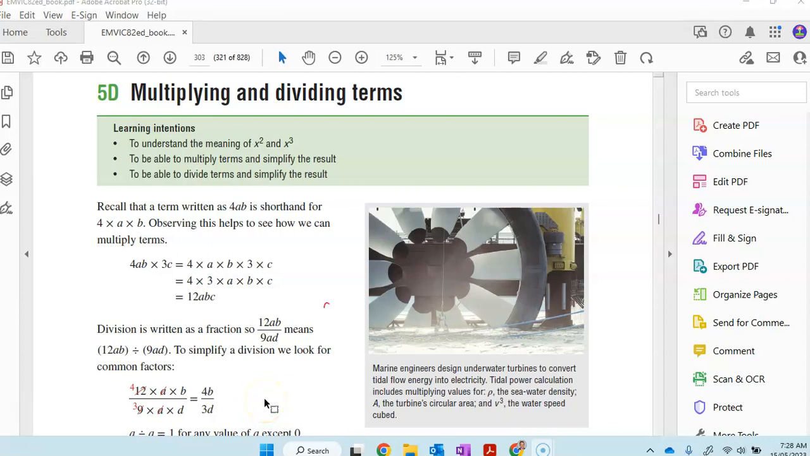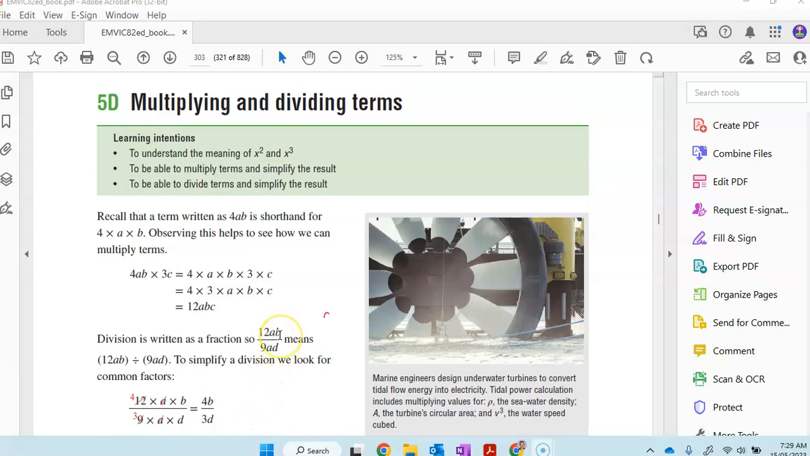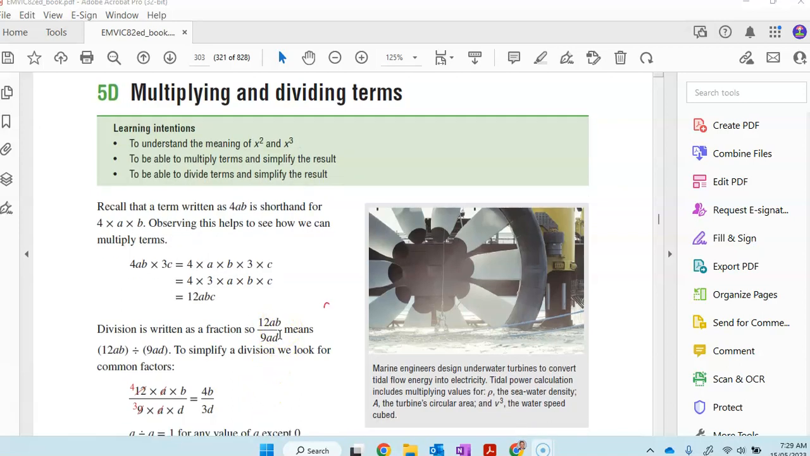So you're right, I'm not going to be there, but this afternoon we're moving on and having a look at multiplying and dividing terms. So we're in the textbook, 5D.